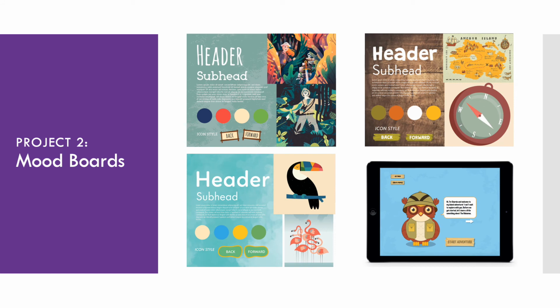Students develop 3 mood boards to explore a variety of creative directions. Each mood board includes color swatches, typography, UI elements like buttons, and sample imagery. A student from the Bahamas created these mood boards for Charney's Island Adventure. After the class critique, she combined parts of 2 different boards. You can see a screen from her tablet app in the bottom right.